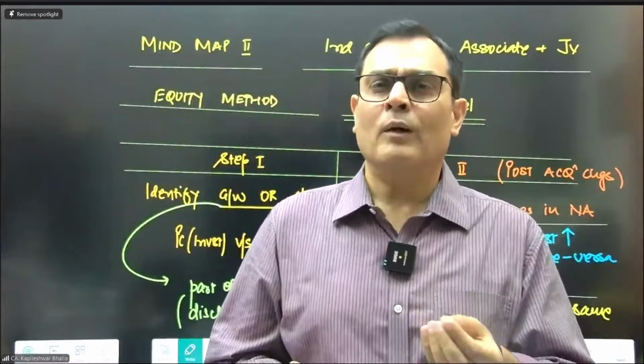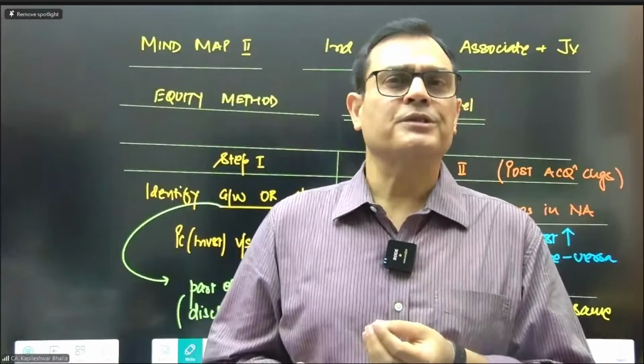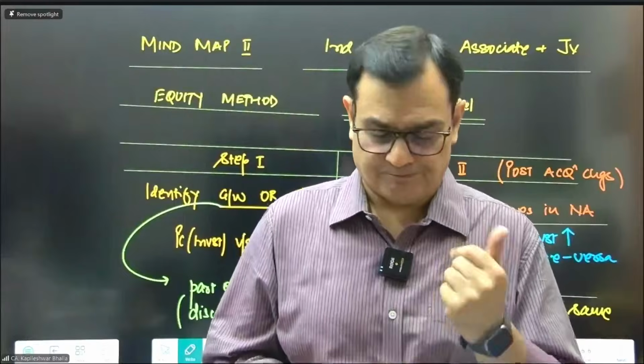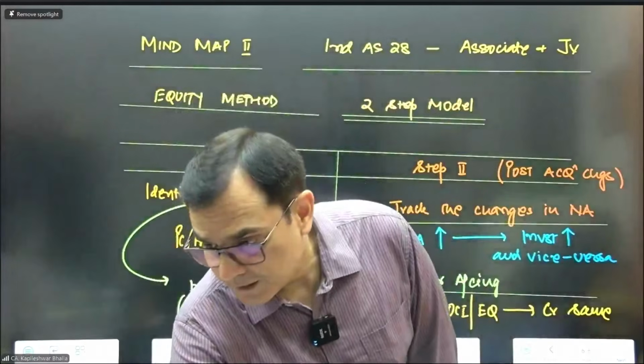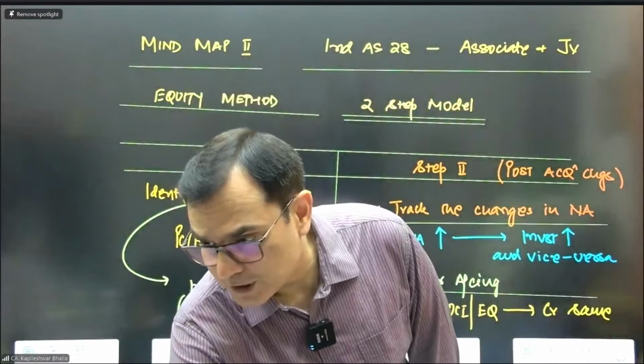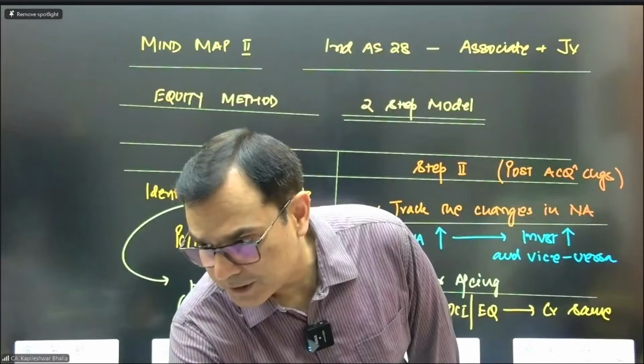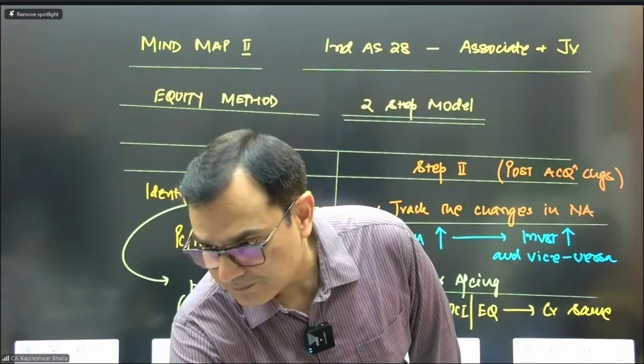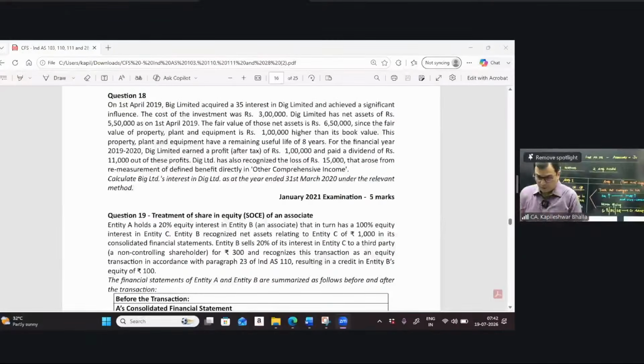Let's see one question on this area, which is a past examination question. So let me take you to one question on this particular area. Let me share the inputs. So, January 21, 5-marker examination question. We'll do 18 and we'll do 19. 19th is also a pretty interesting one.